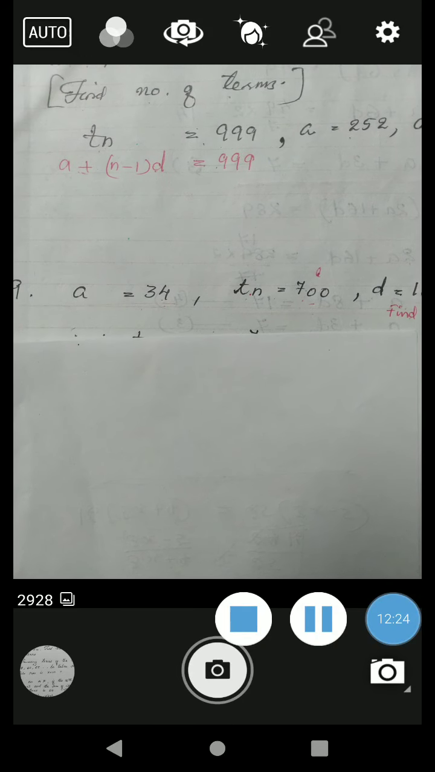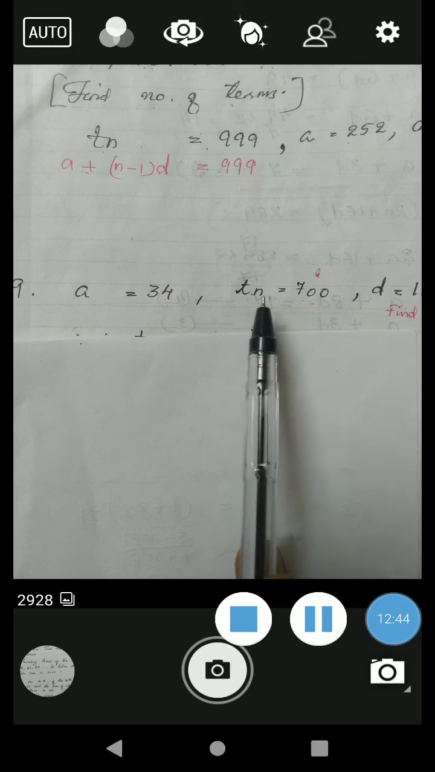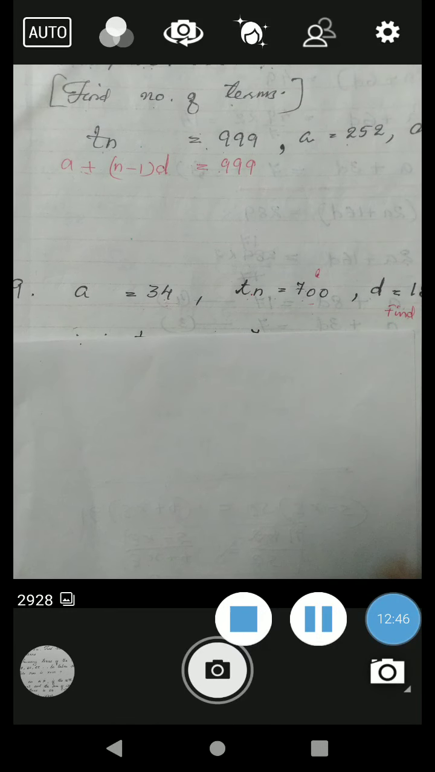Now question number 9. The first and the last term of an AP are 34 and 700 respectively. If the common difference is 18, how many terms are there and what is their sum? We want to find the number of terms. So we can write the given things. First term 34, Tn, last term or nth term is 700, d is 18. We can find the number of terms.